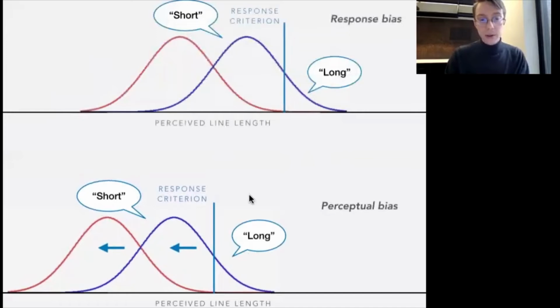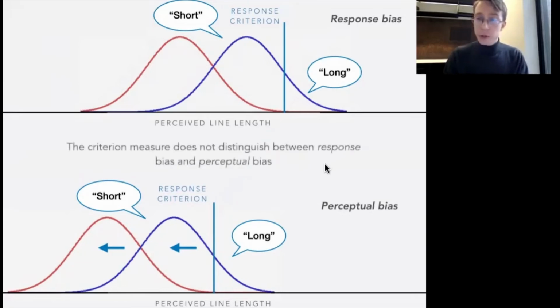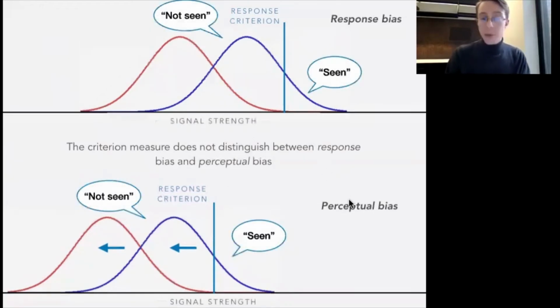So now we have these two cases. In one case, there's a perceptual bias. In the other case, there's a response bias. And the problem is that the criterion measure in both cases is the same. Okay? So the criterion measure does not distinguish between response bias and perceptual bias. And basically the idea is that the same thing could apply to other cases.